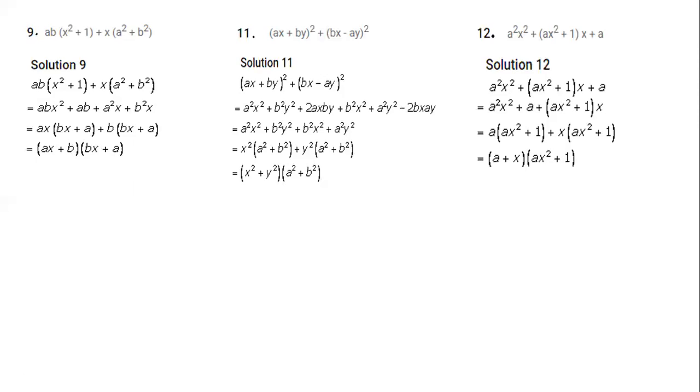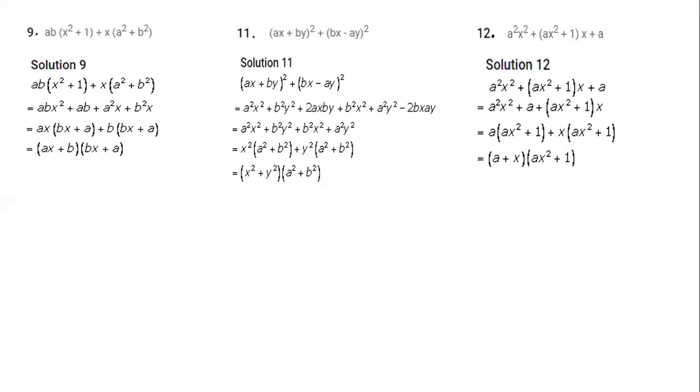Choice is yours. I'm again repeating that. Here I have taken first and third, second and fourth. If you want to take second and third, first and fourth, then choice is yours. Try to solve question number 10. Come to question number 11.